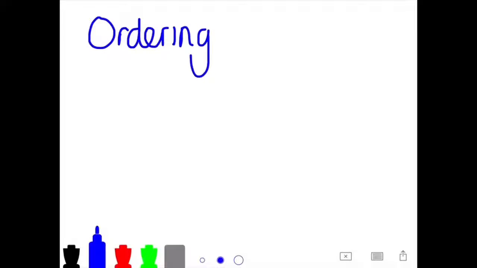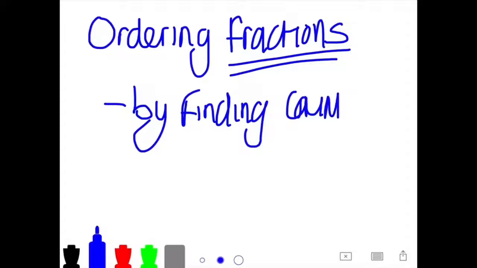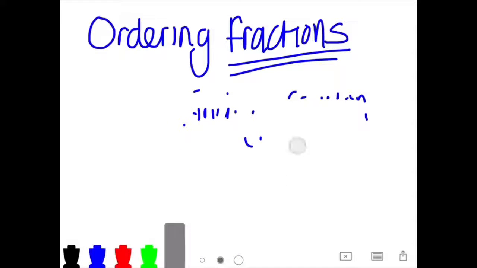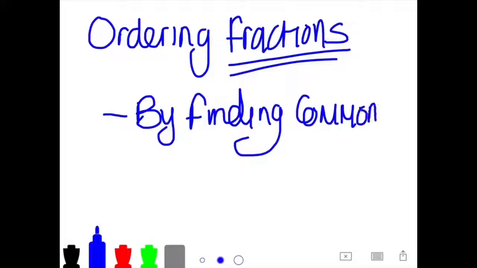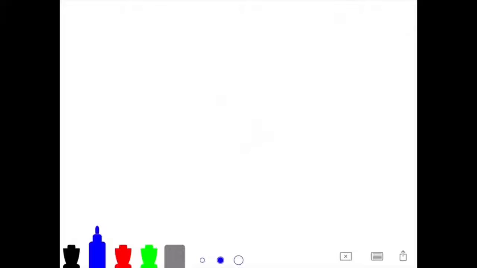Okay, now we're going to be ordering fractions. There are different ways of ordering fractions, and one is by finding the common denominator of the fractions. Sorry, I'm just going to write that out. Finding common denominator. We're going to start with that one first because let's take it easy. I'm just going to do an example.